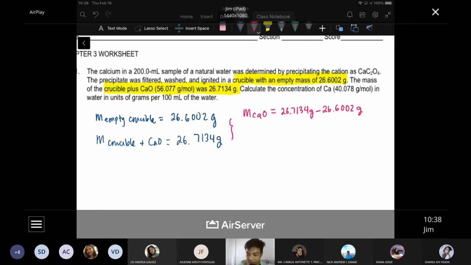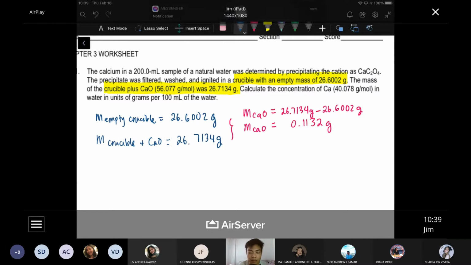26.6002 grams. Okay? So pag subtract na natin sila, sabay kayo sa pag-calculate ha. 26.7134 minus 26.6002. Okay, so the mass of the calcium oxide is 0.1132 grams. Okay? So, yan ay mass ng calcium oxide natin. Yan ay mass ng precipitate. So, yan. Nakuha na natin yung mass ng precipitate natin. So, we can now solve the question.